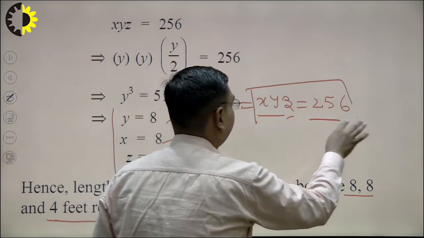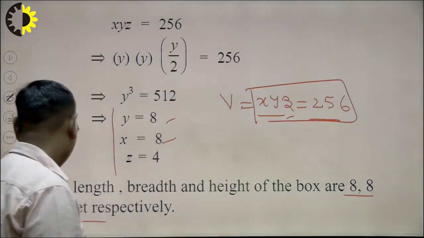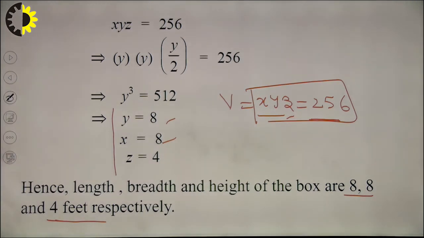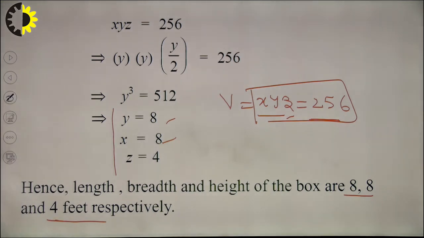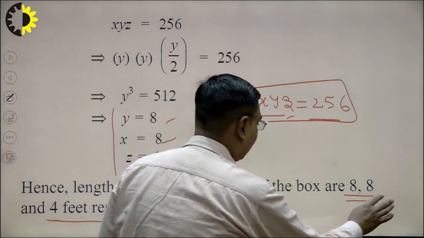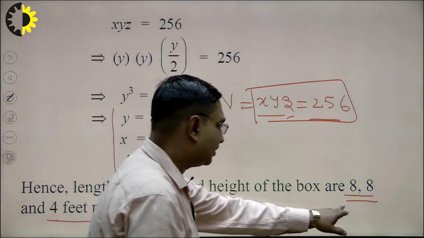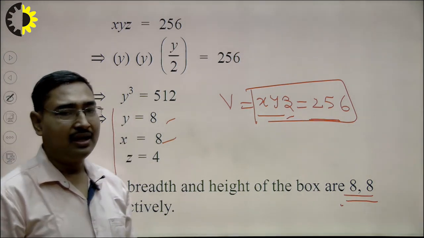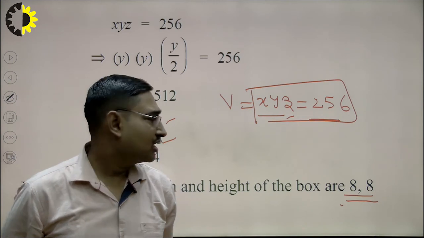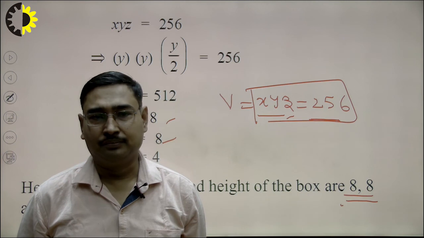satisfying this condition. So, the point obtained here, 8, 8, 4, which gives our length, breadth and height of the box, cannot be the point of maxima of the function, and therefore it will be the point of local minimum, and thus these dimensions x, y and z, that is 8, 8 and 4, are the required length, breadth and height of the box, which are required to construct the box having least material.